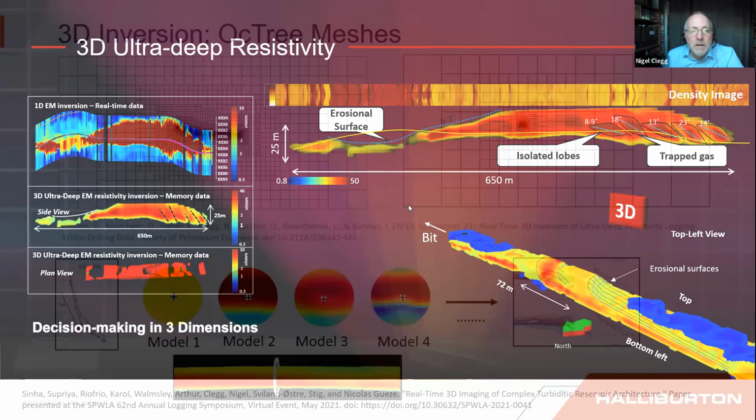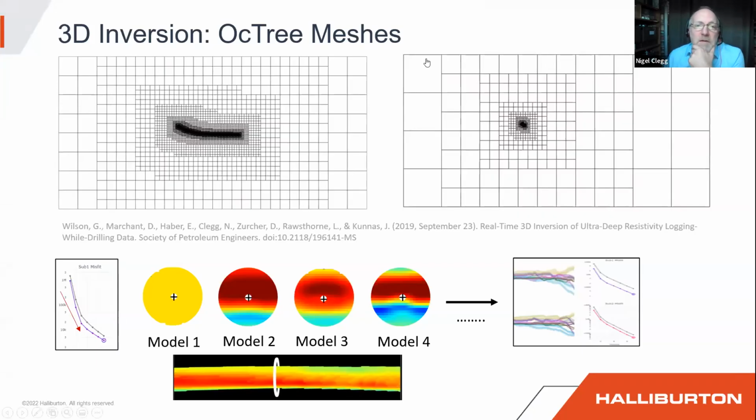Now, I said the 3-dimensional inversions were thought to be quite difficult to do real time. That's no longer the case. It's now possible to do these inversions real time, and even to invert an entire well in a matter of a few hours. And there are a couple of very simple technologies that allow us to do that. And the first is how you mesh the data.